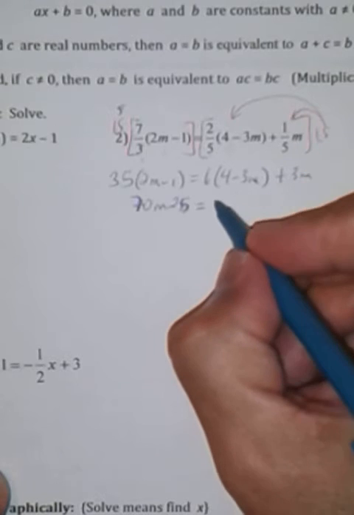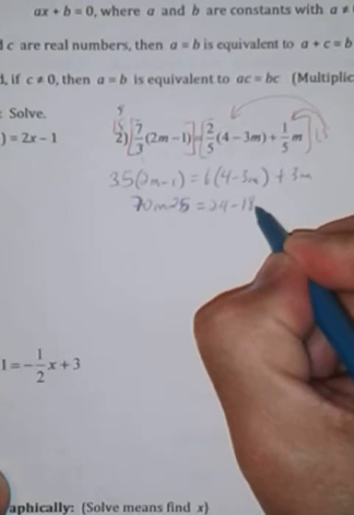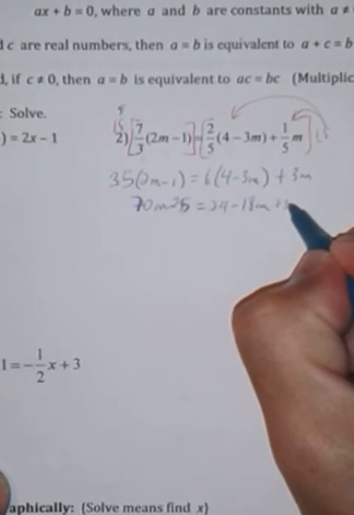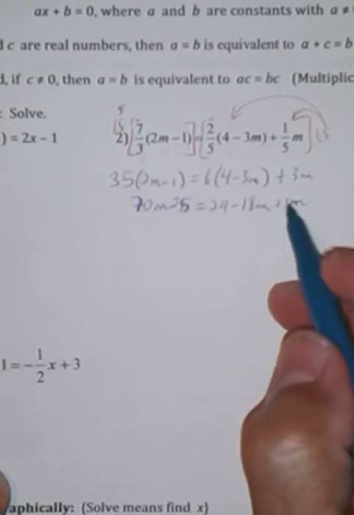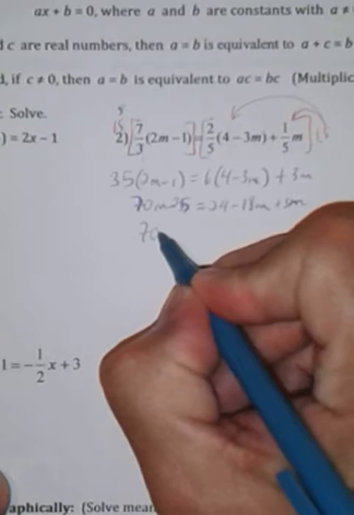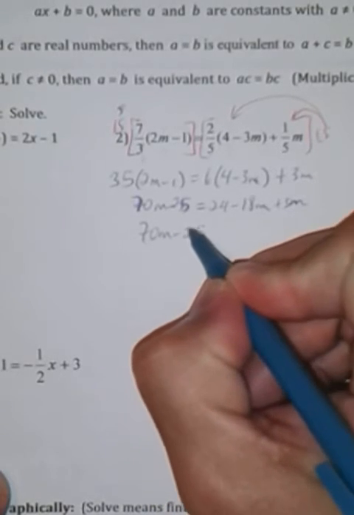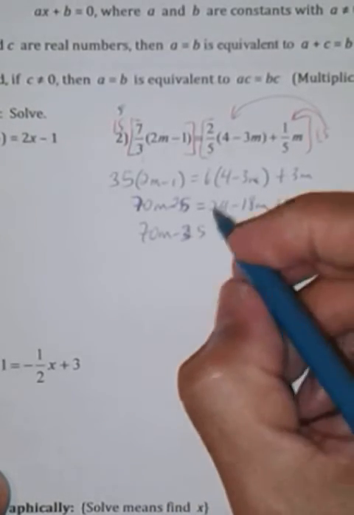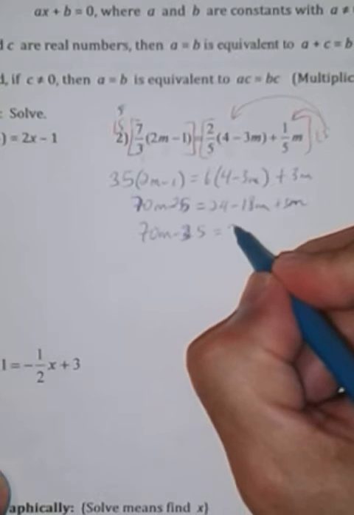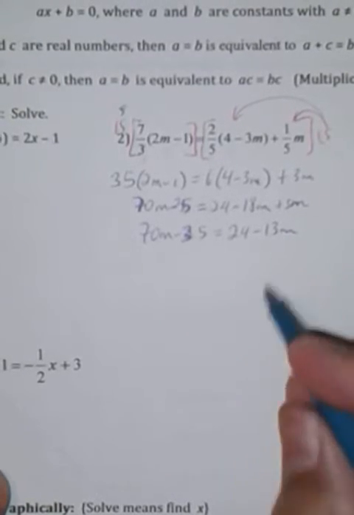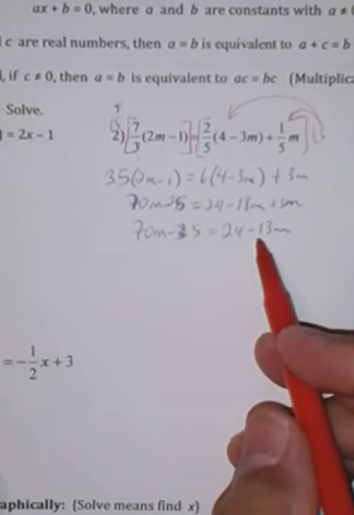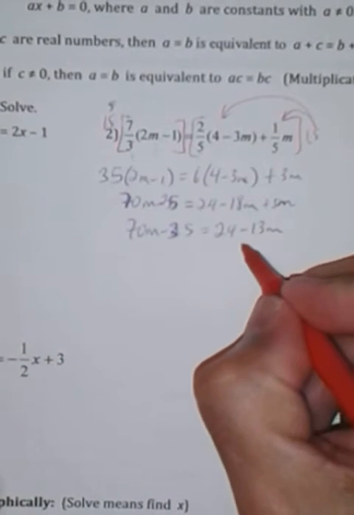Equals 6 times 4 is 24 minus 18m plus 3m. I'm going to combine these m's on the right-hand side. So this will be 70m minus 35, I'm sorry, can't read my writing, equals 24 minus 13m. I like to take care of my m's first, so I'm going to add 13m here.